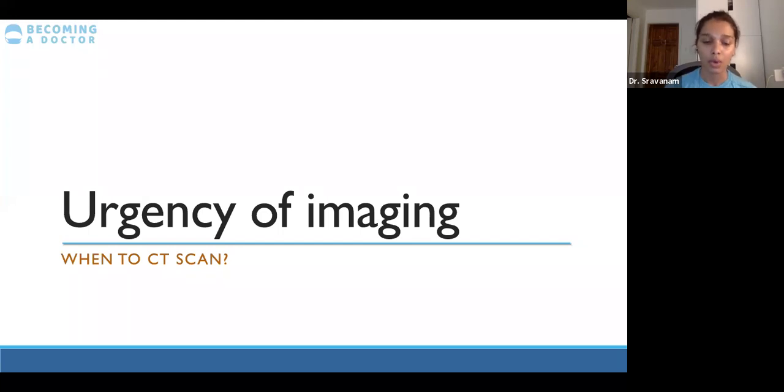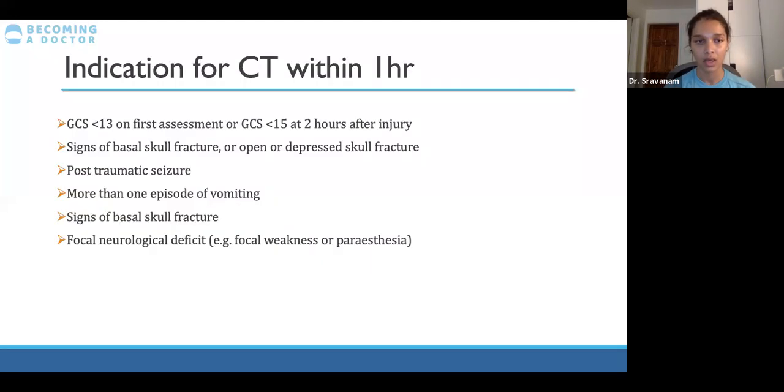Okay. Not all head injuries will need an immediate CT head. There are certain indications for getting a CT head within an hour versus within 8 hours or longer, and so on. So make sure that you've done a thorough ABCDE and that you've looked for any features of serious head injury. Okay, so the indications for CT within 1 hour: GCS below 13 on the first assessment or below 15 at 2 hours after the injury.